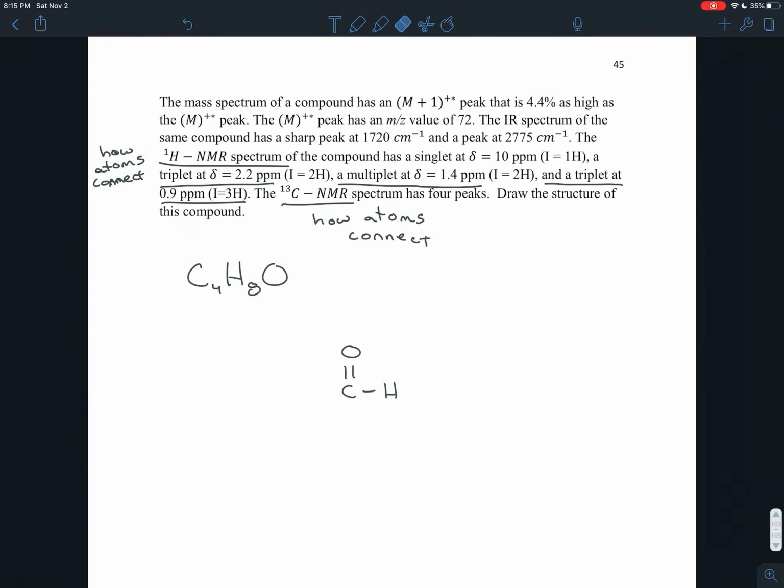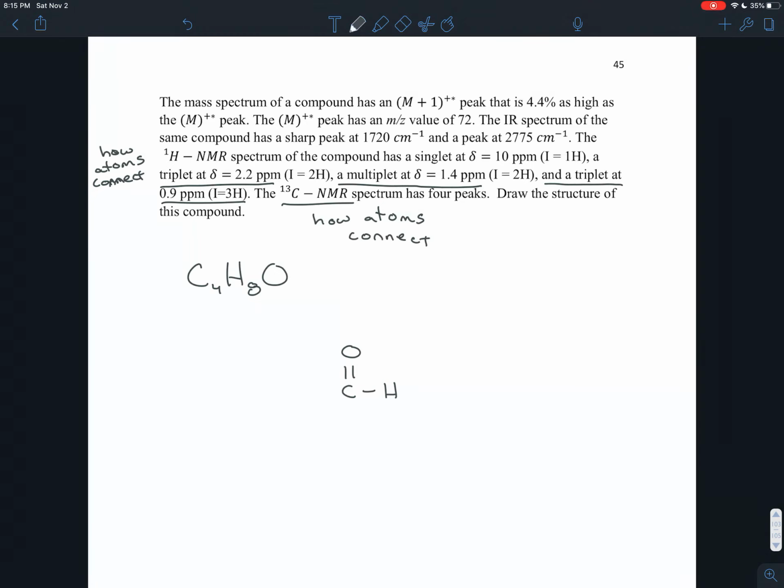So we don't have any of the patterns. We don't have a triplet and a quartet, so we can't just conclude we have an ethyl group. We don't have a doublet and a septet, so we can't conclude we have an isopropyl group, and we don't have a singlet with an integration of 9, so we can't conclude that we have a tert-butyl group. So instead, we have to think how we can connect these other 3 carbons.